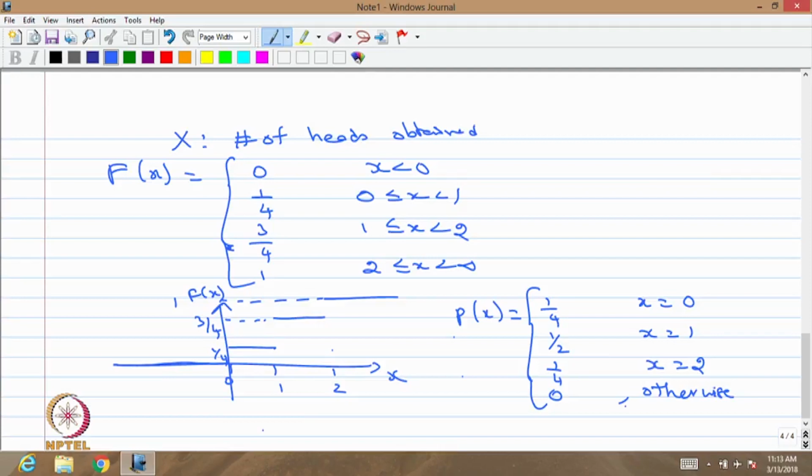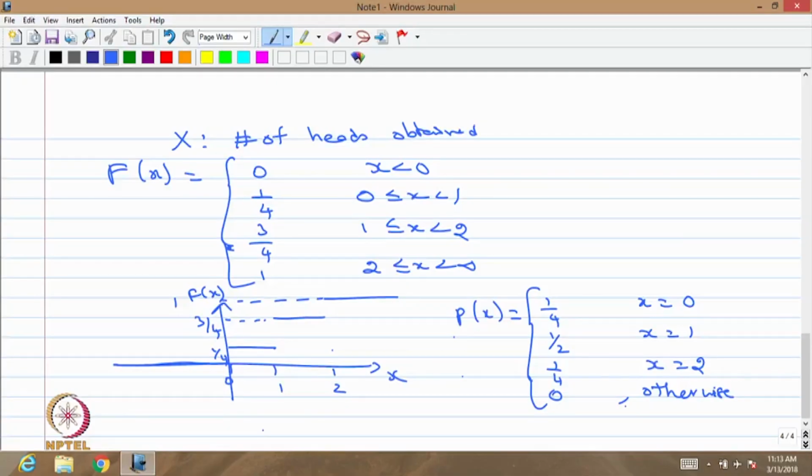So, when we write otherwise, that means the probability mass function value is 0. It is 1 by 4 at 0, 1 by 2 at 1 and 1 by 4 at 2, and at all other points it is 0. So, I can draw the probability mass function also. At 0 there is a height of 1 by 4, at x equal to 1 a height of 1 by 2, and at x equal to 2 there is another height 1 by 4, and at all other points it is 0.